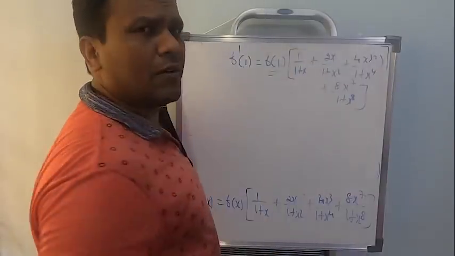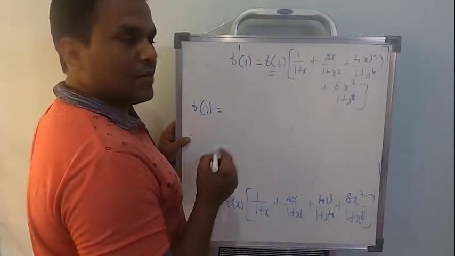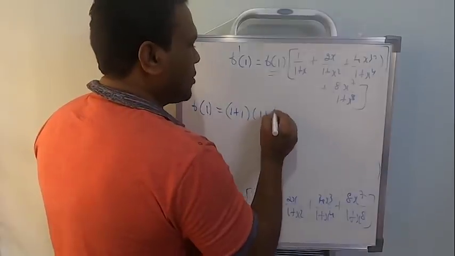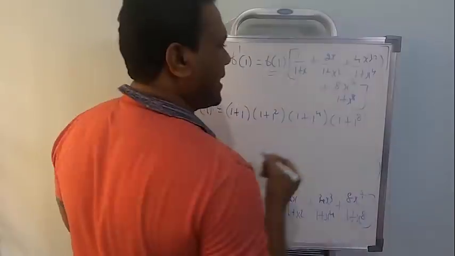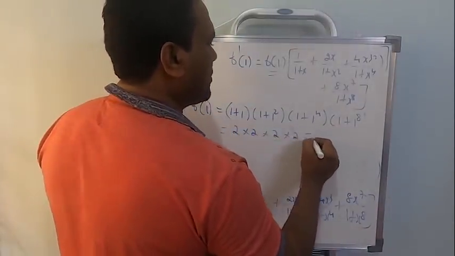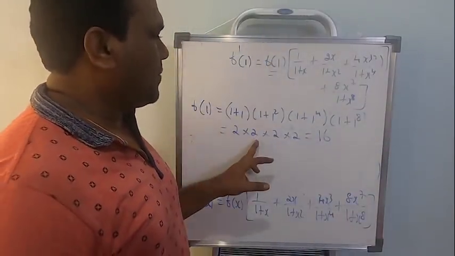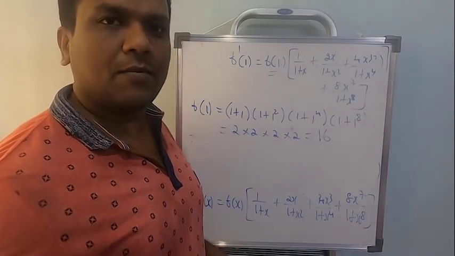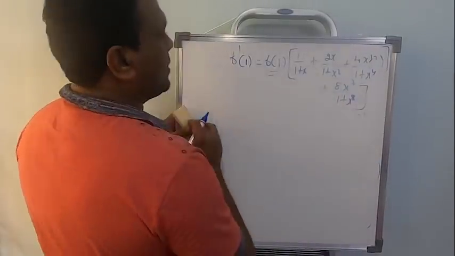Here I don't have space, so I will find f of 1 separately. In the given function, replace x by 1. Your first term was 1 plus x, so 1 plus 1, 1 plus 1 square, 1 plus 1 power 4, 1 plus 1 power 8. So simplify: 2 multiplied by 2 multiplied by 2 multiplied by 2 will be equal to 16. So this f of 1 value will be equal to 16. And in the remaining, wherever x is there, the x value has to be replaced by 1.